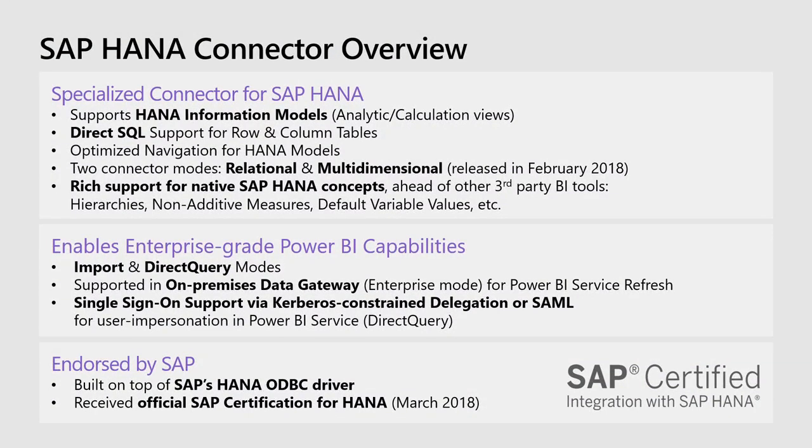Talking about the SAP HANA connector, it's a connector that we built for HANA information models. It allows connectivity directly, both supporting import and direct query to SAP HANA. We can connect to analytic views, calculation views. We have two versions of the connector. We have a relational version, which we call implementation 1, and we have a multidimensional version, which we call implementation 2. It has rich support for SAP HANA concepts like hierarchies, variables.